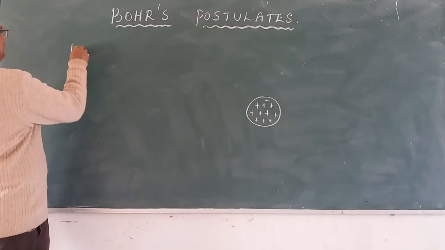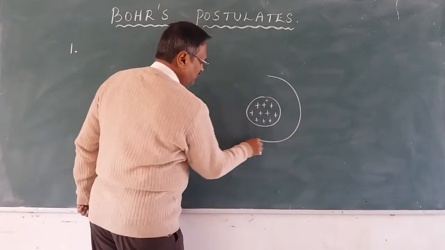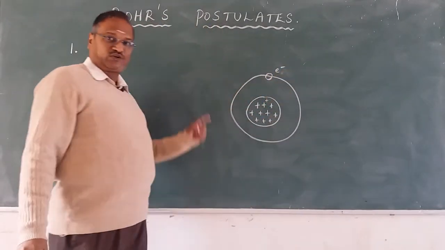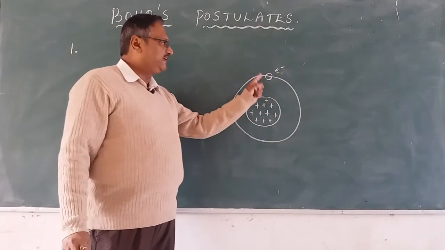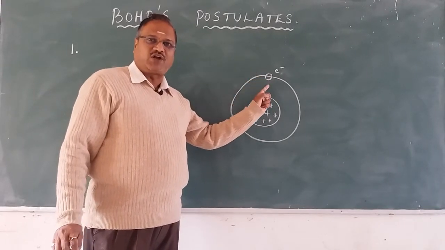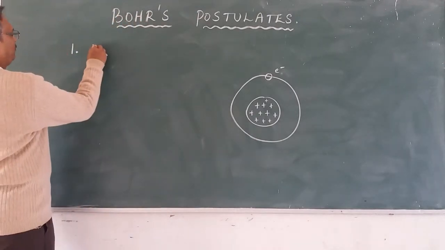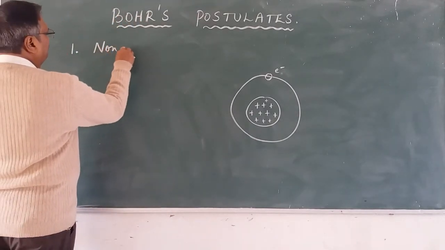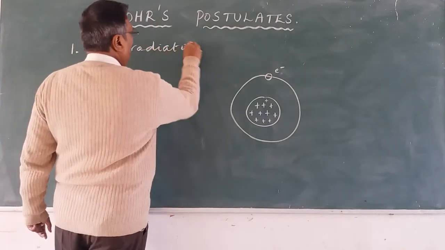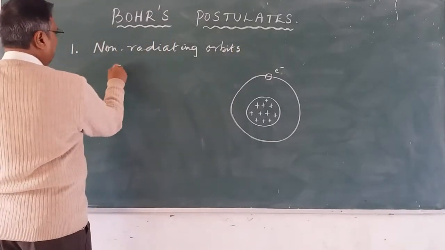First he said that the electrons revolving around the nucleus can be only in permitted orbits, and the permitted orbits are non-radiating. Okay, so the first postulate is non-radiating orbits. Okay, and these are called permitted orbits.